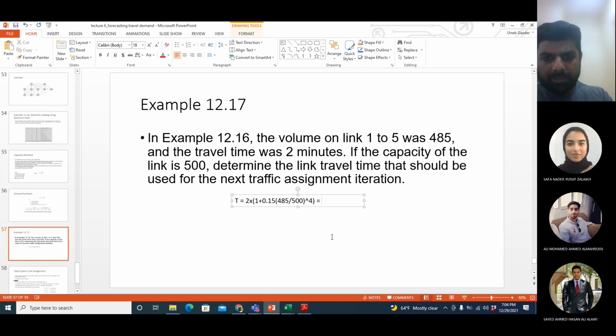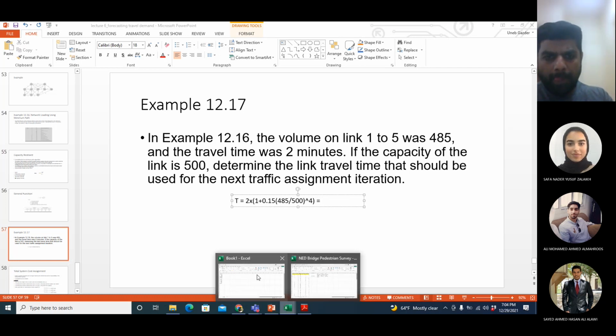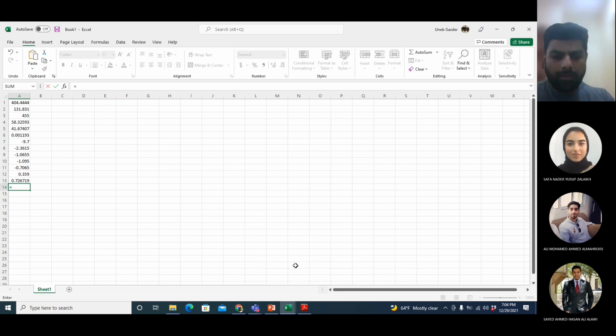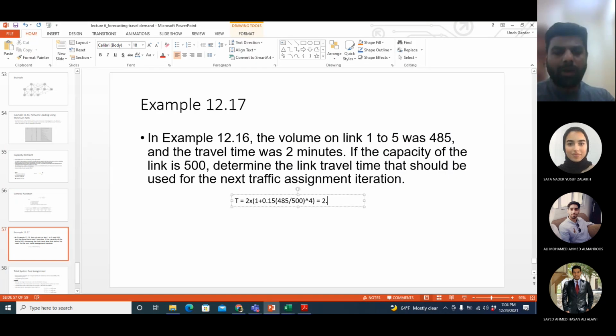If I calculate this value: 2 minutes times 1 plus 0.15 times 485 divided by 500 to the power 4, it comes close to 2.26. So in the new iteration, you should use this travel time to calculate the number of trips.